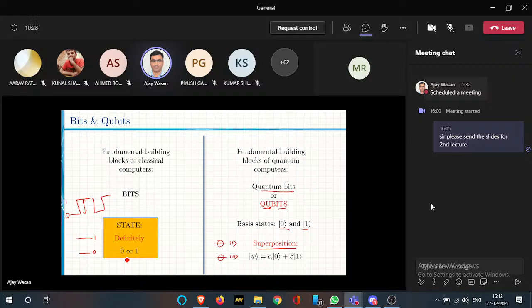So in the classical case, either it will be 0 or 1. In the quantum case, it can be 0, it can be 1, as well as it can be in both states together. That is known as superposition. And that makes the quantum world more powerful than the classical world. You will study all these things in coming years in quantum mechanics.